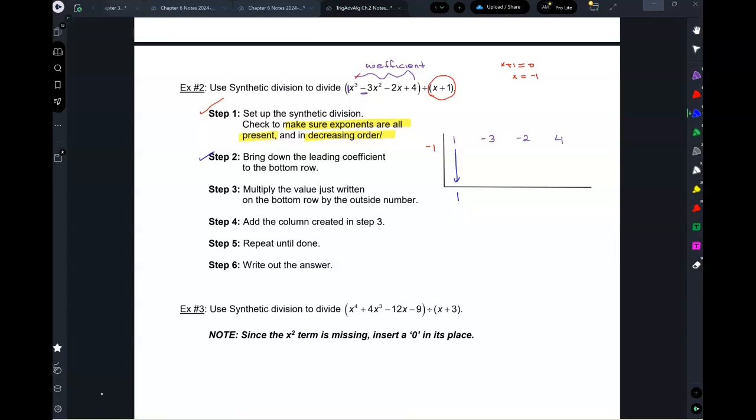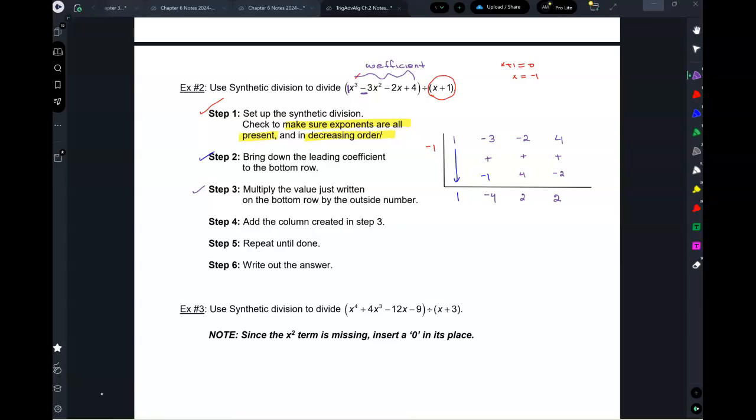Multiply this value just written by the outside number, the red number. Anything that makes it below this line has to be multiplied by that red number outside. So 1 times -1 is -1. Next step, add the column created. So we're going to add this. It becomes -4. Multiply by -1, +4, add, I get 2.